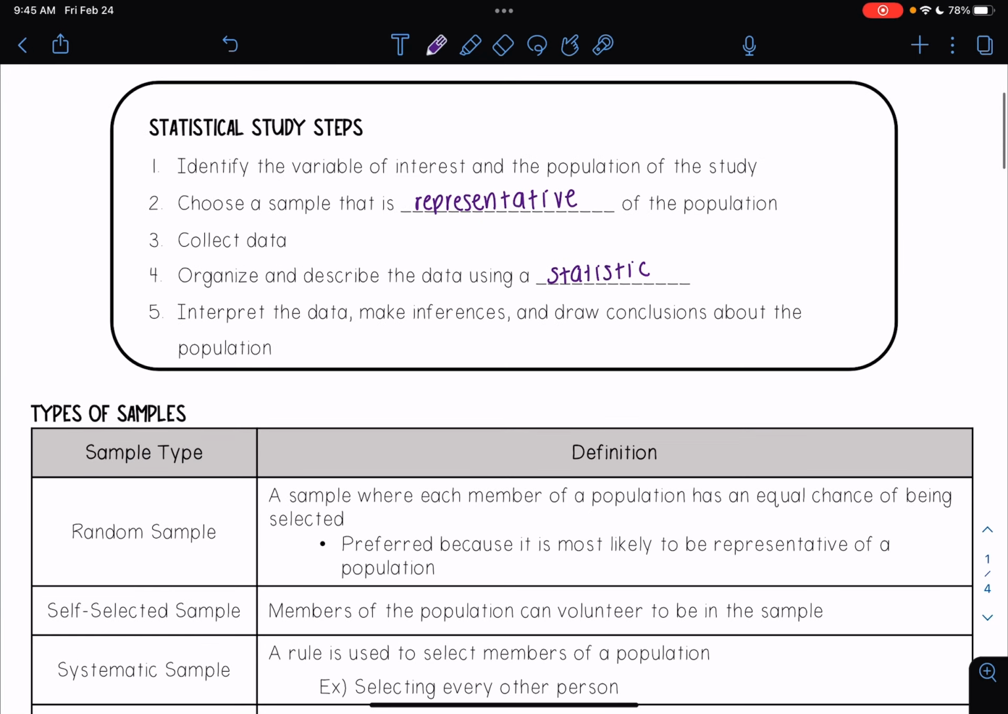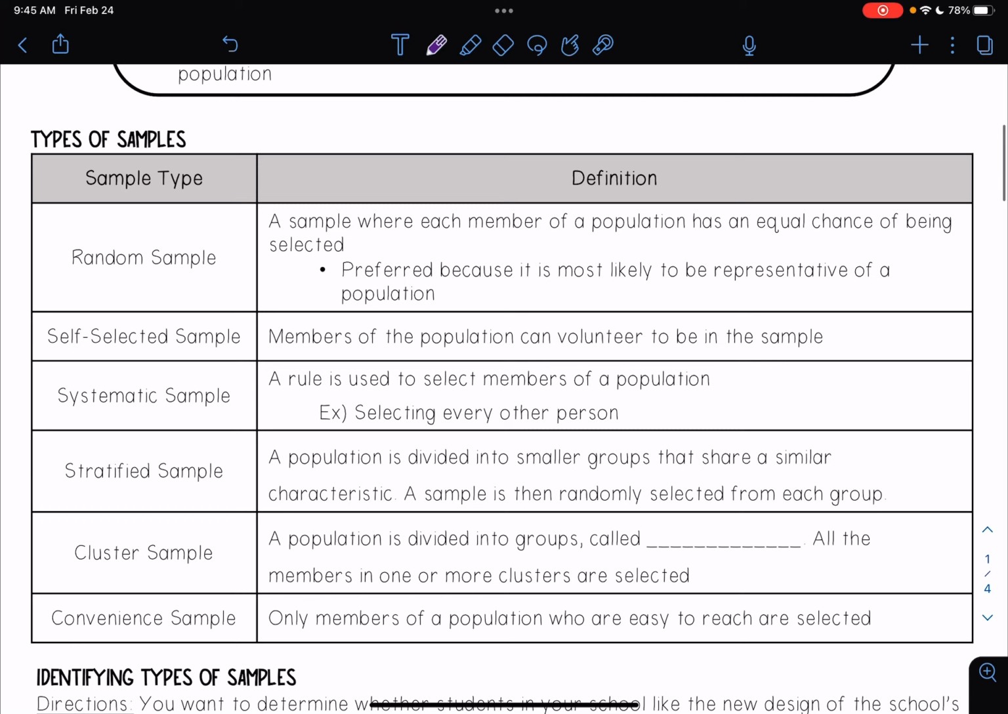And so there are many different ways of sampling a population, but a random sample is preferred because it's most likely to be representative of a population. So that's one sample type that we have, is a random sample. And that's a sample where each member of a population has an equal chance of being selected. So for example, maybe you have a sample of 50 people, you number each person 1 through 50, and you go through a random number generator and it chooses 10 people. That would be a random sample because every single person has an equal chance of being selected.